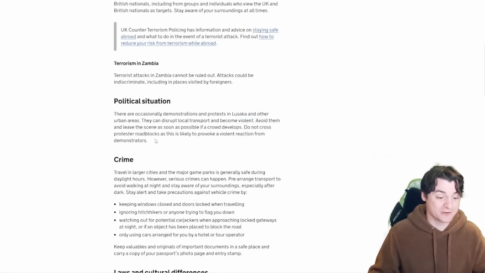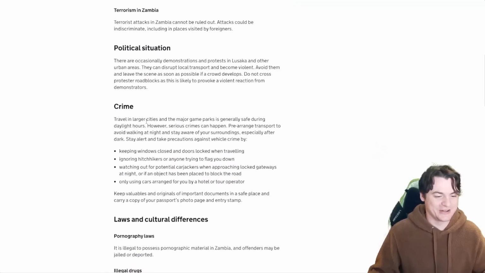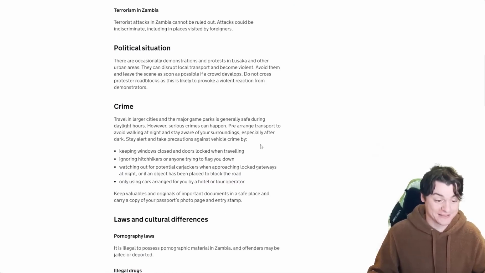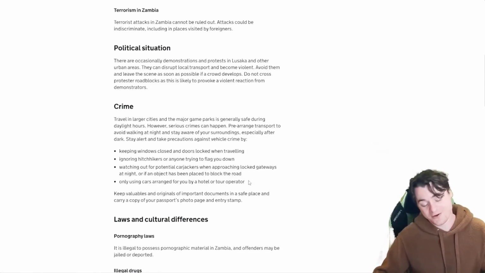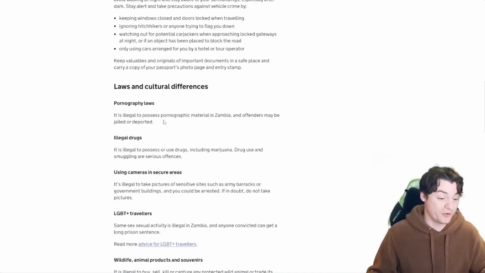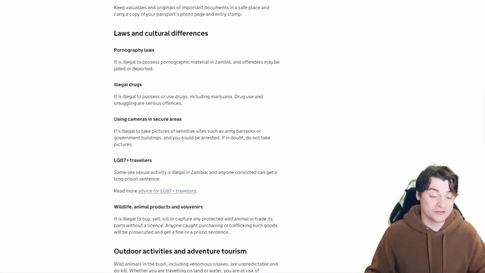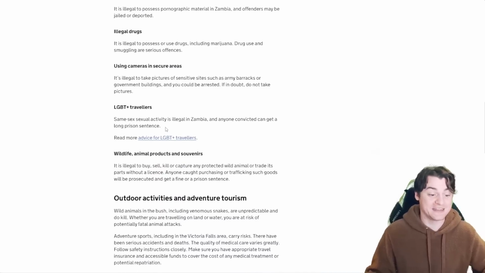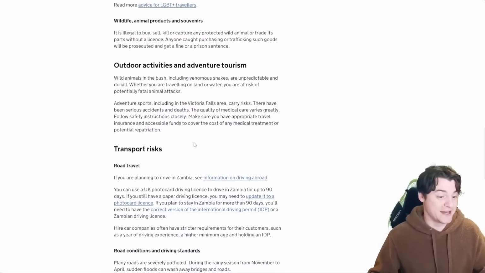Do not cross protester roadblocks, and also make sure that you stay safe in daylight and travel in daylight hours. Also, keep windows closed and doors locked when traveling. Ignore hitchhikers. Watch out for potential carjackers when approaching locked gateways at night, or if an object has been placed to block the road. Only use cars arranged for you by a hotel or tour operator. Also, no porn, no drugs. Don't take pictures of their stuff, and also don't do same-sex activity in Zambia. Yeah, that's an important thing.